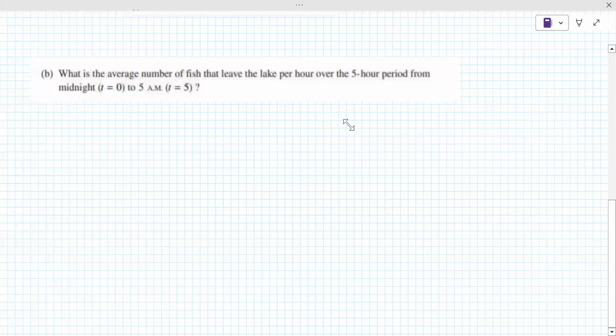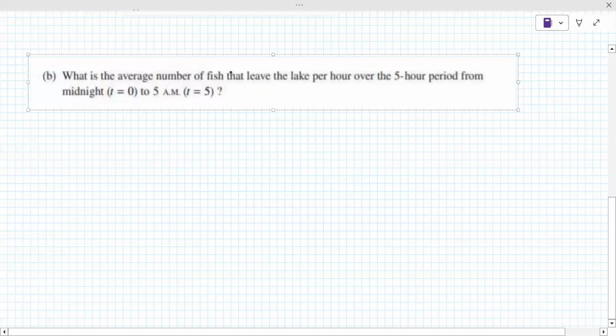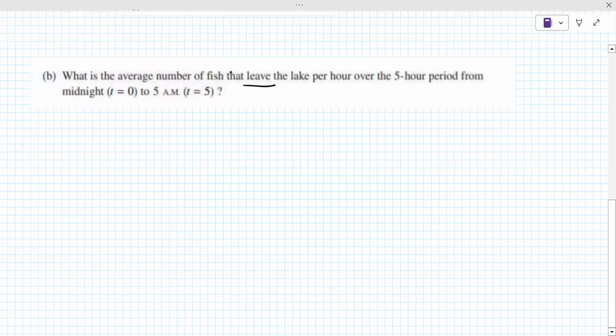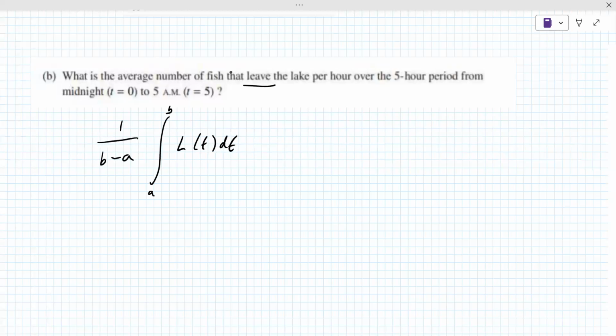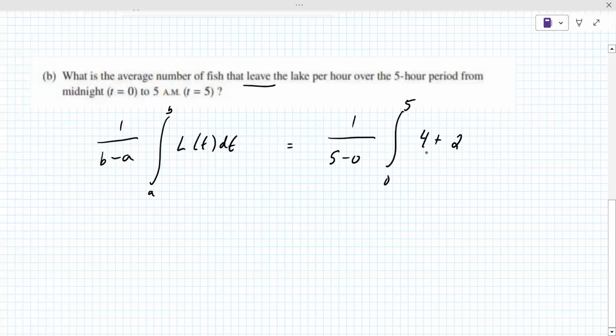What is the average number of fish that leave the lake? One word makes all the difference. You leave the lake per hour over the 5-hour period from midnight to 5 a.m. So this is the average value integral. It's the integral from a to b, 1 over b minus a, L of t dt. So for you, this is 1 over 5 minus 0, from 0 to 5. Your L of t is a different function altogether, 4 plus 2 to the 0.1 t squared.